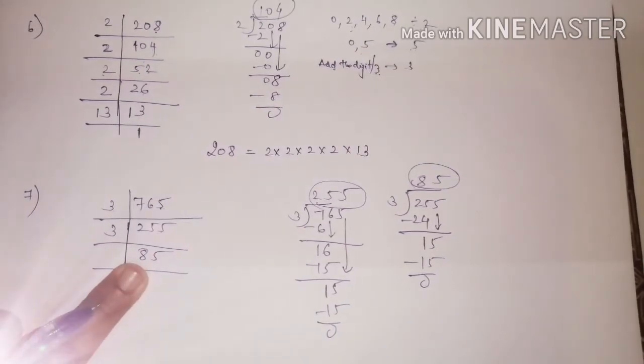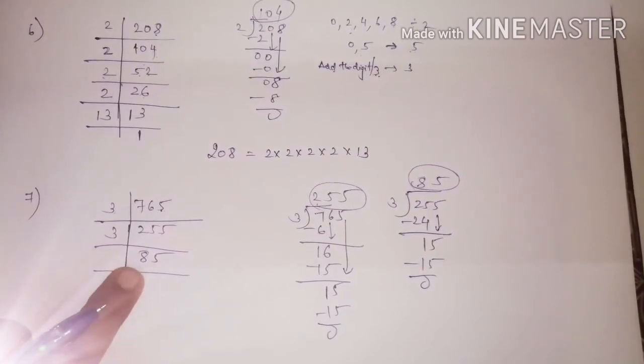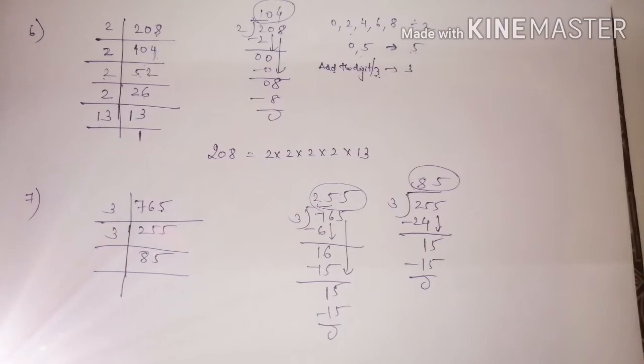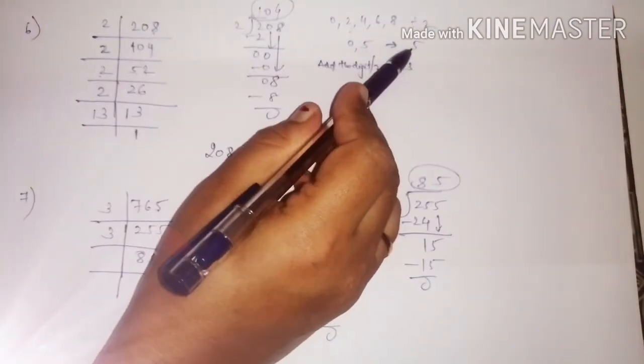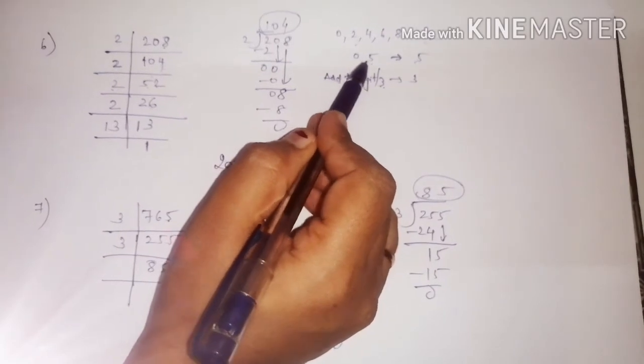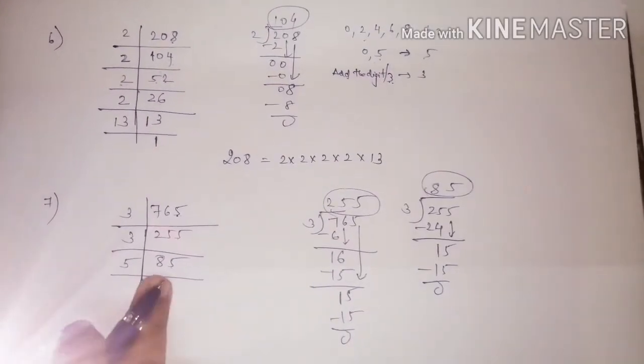What did you get? 85. Now units place again it is 5. Not go by 2. The next prime number is 3. For 3 add the digits. 8 plus 5 is 13. 13 doesn't come in table of 3. After 3 the next prime number is 5, and for 5 we have to see in units place there should be these two numbers, 0 and 5. So there is a 5. Definitely this number will get divided by 5.